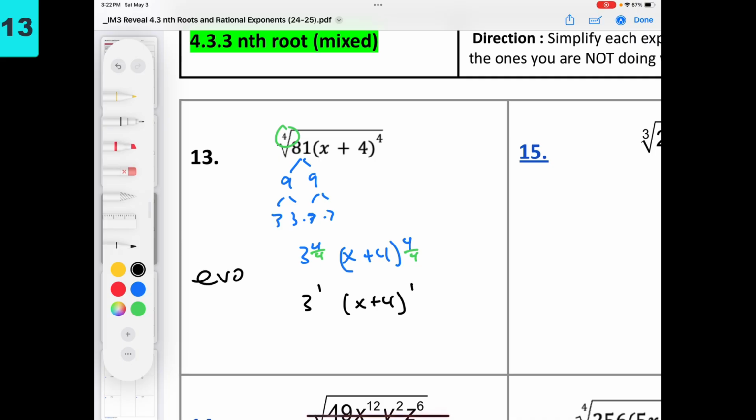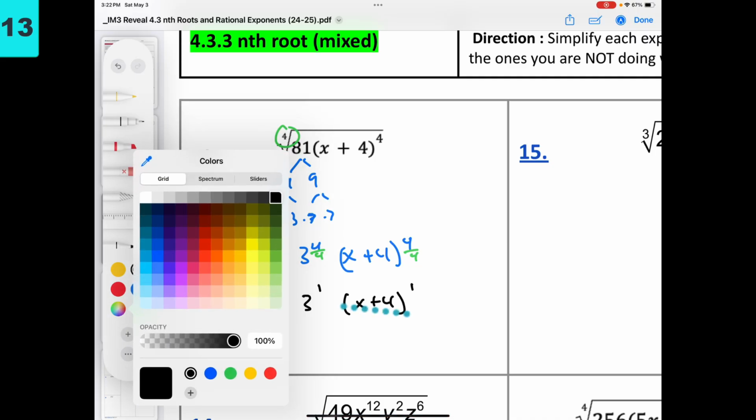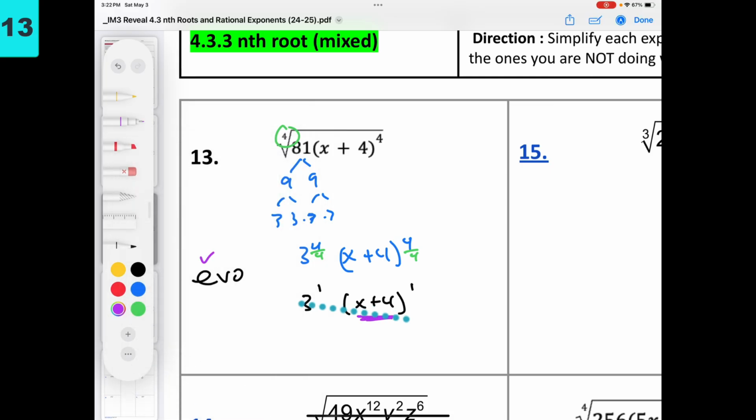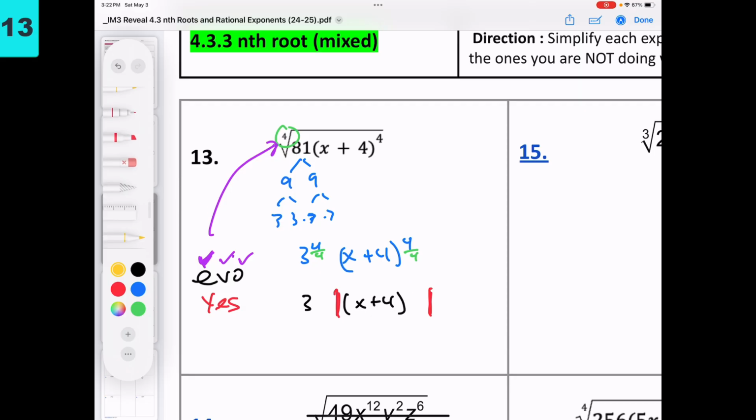Then I'm going to think about my EVO. Do I have an exponent? Yeah, that's this one here. E, do I have an even up here? And I do, even index. Do I have a variable here? Yes, I do. And then O stands for on the outside. Is it going to be an odd? And you do. So yes, EVO, we're going to put it right here. Let's go and erase some stuff to clean it up. And let's box my answer.